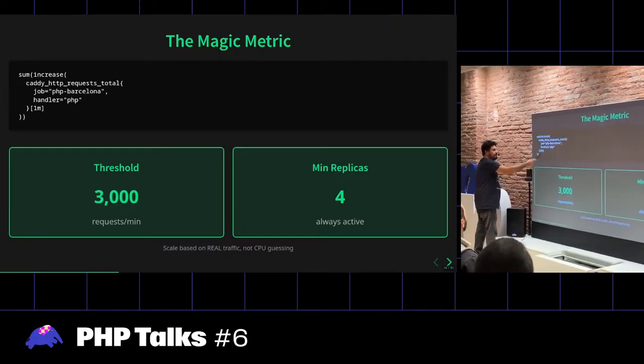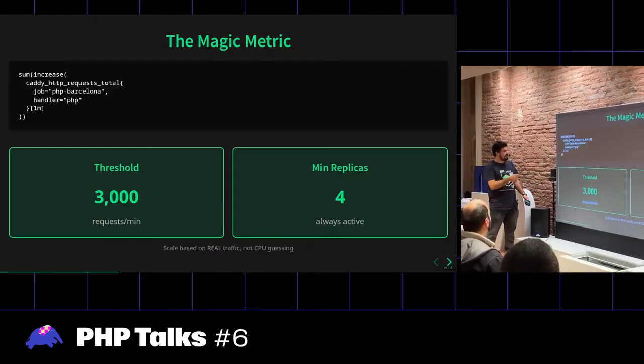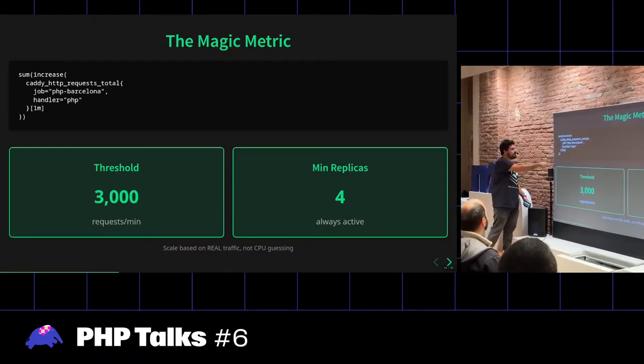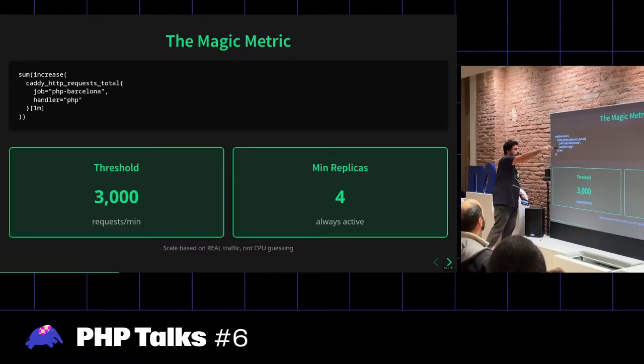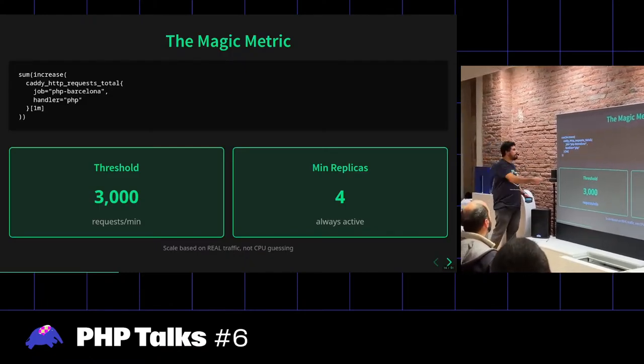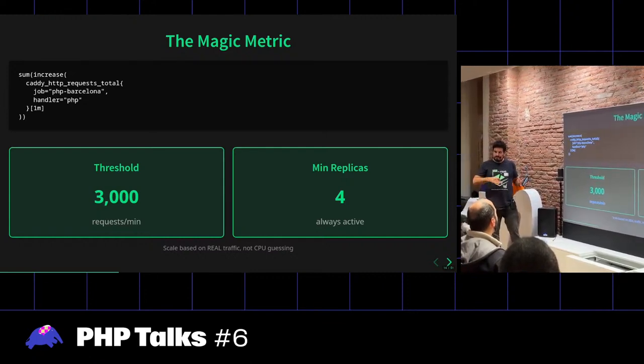So you can see here, what I do is total requests that are running in the job PHP Barcelona by the handler PHP. In this case, because Kadi exposes many different handlers, I go directly to the one that does it. What it does is, for 1 minute, give me the total increase, divided by the different amount of pods I have, and sum everything. And you will officially have how much you have in 1 minute.